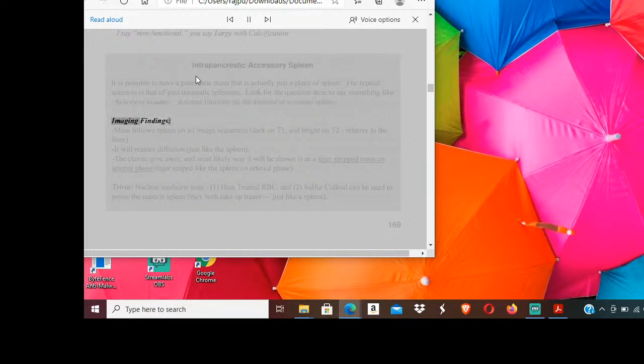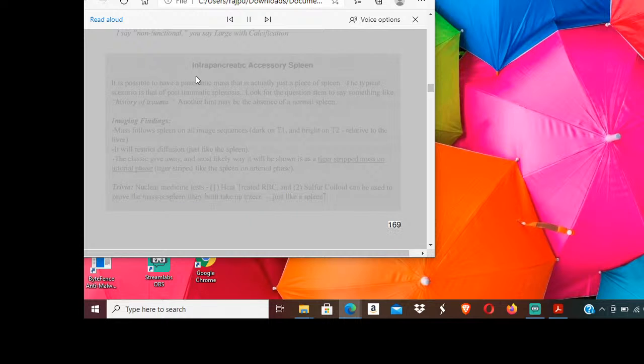Imaging findings: mass follows spleen on all image sequences, dark on T1, and bright on T2 relative to the liver. It will restrict diffusion, just like the spleen. The classic giveaway, and most likely way it will be shown, is as a tiger-striped mass on arterial phase, tiger-striped like the spleen on arterial phase. Trivia: nuclear medicine tests: 1. Heat-treated RBC, and 2. Sulfur colloid can be used to prove the mass is spleen. They both take up tracer just like a spleen.